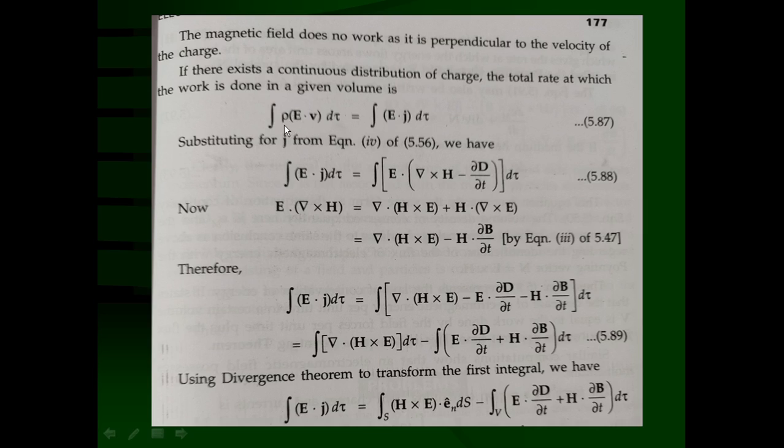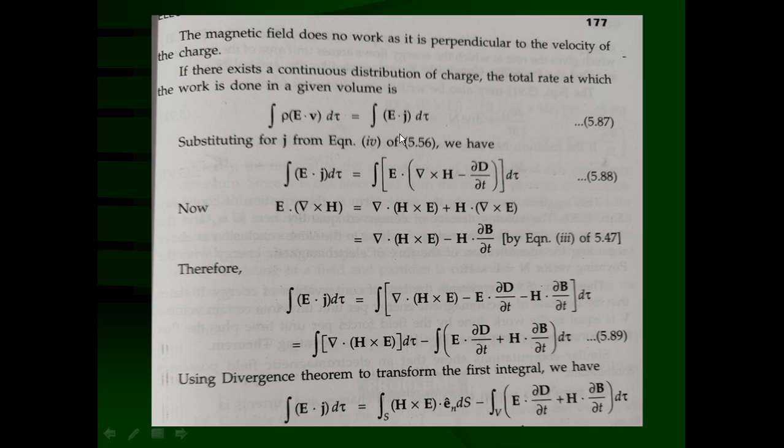Now rho is the volume charge density multiplied by velocity, and that will give you the current charge density, the charge which is going to be moving per unit time through a cross-sectional area. That is called the current density. So rho into V is represented by the current density J. So this expression is nothing but the volume integration of E dot J d tau.